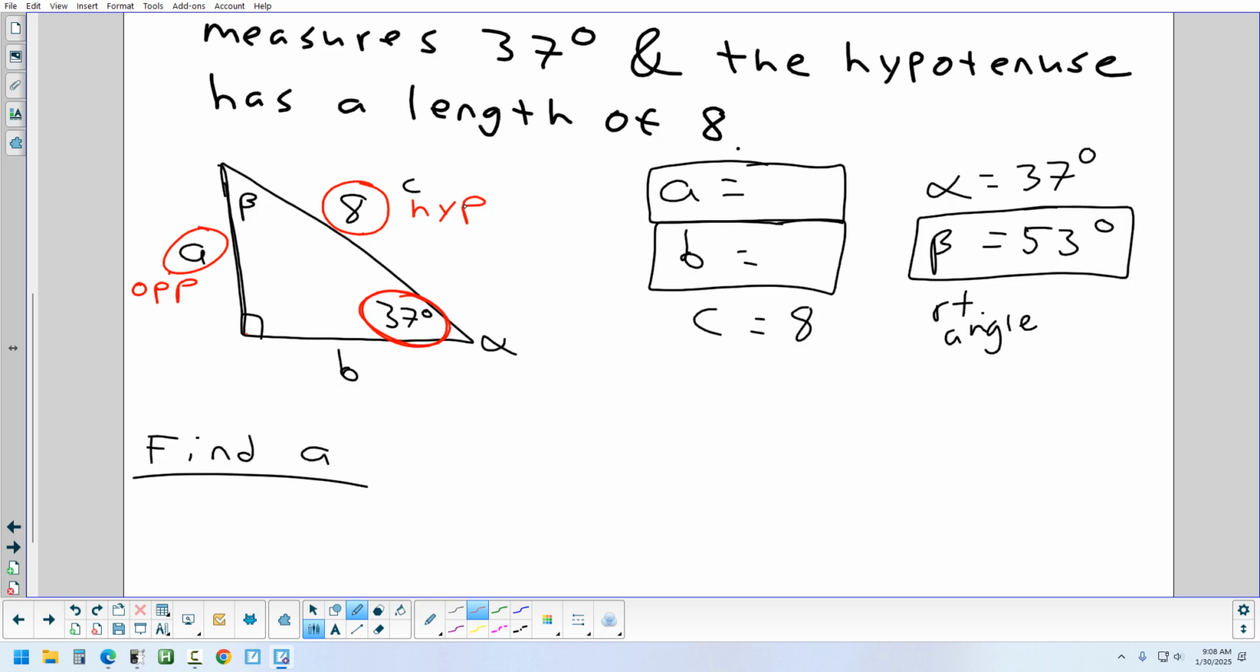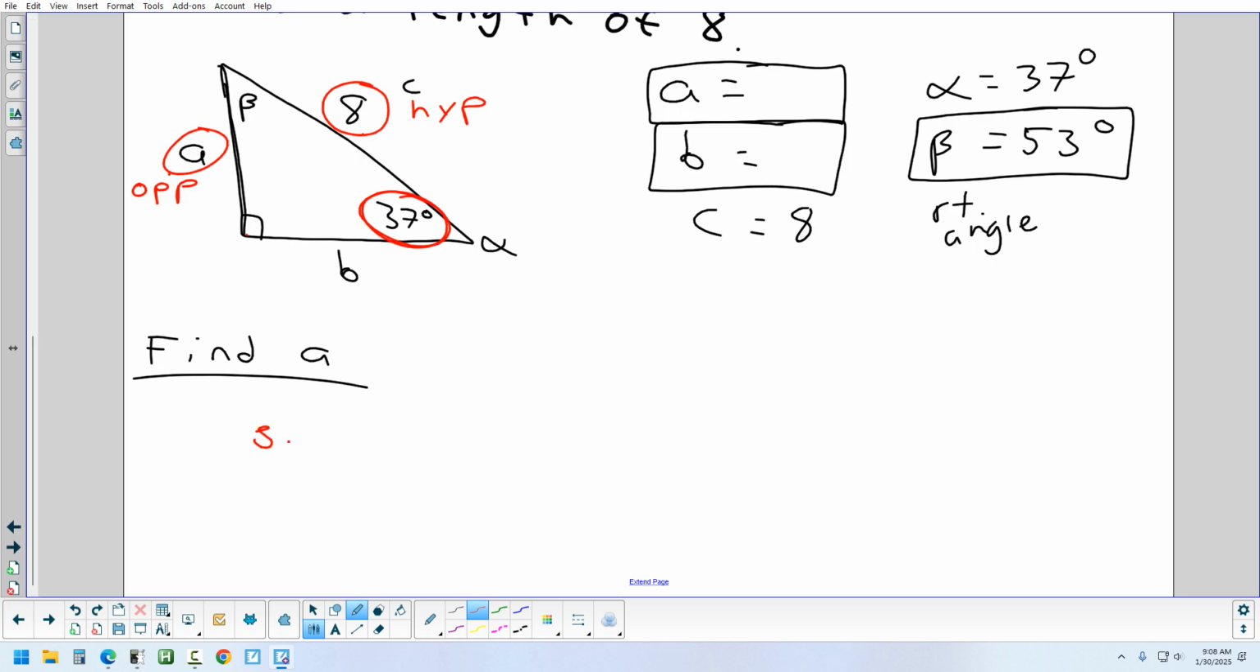What trig function, sine, cosine, or tangent, involves opposite and hypotenuse? Yep, sine. So all of them are pretty much going to look like this: a trig function, an angle, and a fraction on the other side. It might not always be sine. So the sine of, you fill in your angle, 37 degrees, equals, and the definition of sine is opposite over hypotenuse. So what am I going to fill in for that fraction on the right side? Yeah, A over 8.